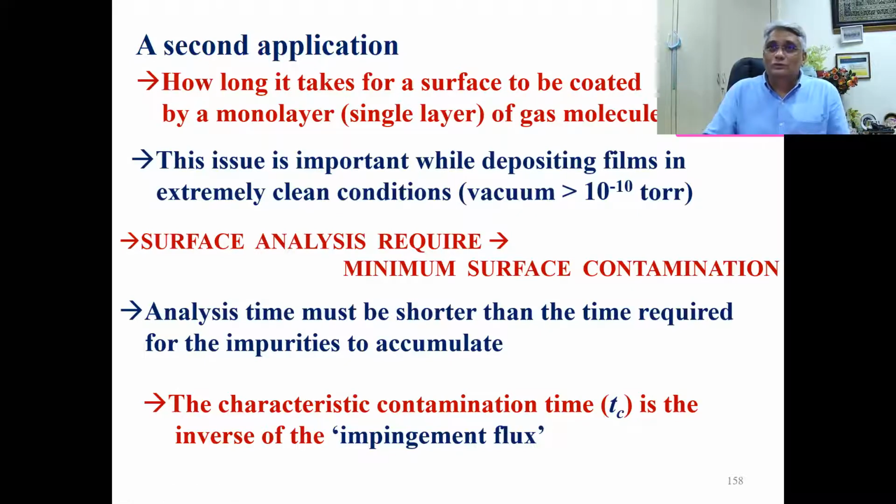10⁻⁹ torr, or in terms of high vacuum, 10 raised to minus 9 torr, 10 raised to minus 10 torr, 10 raised to minus 11 torr. It's not easy to achieve these vacuum levels, but this is required in order to do a very systematic surface analysis.